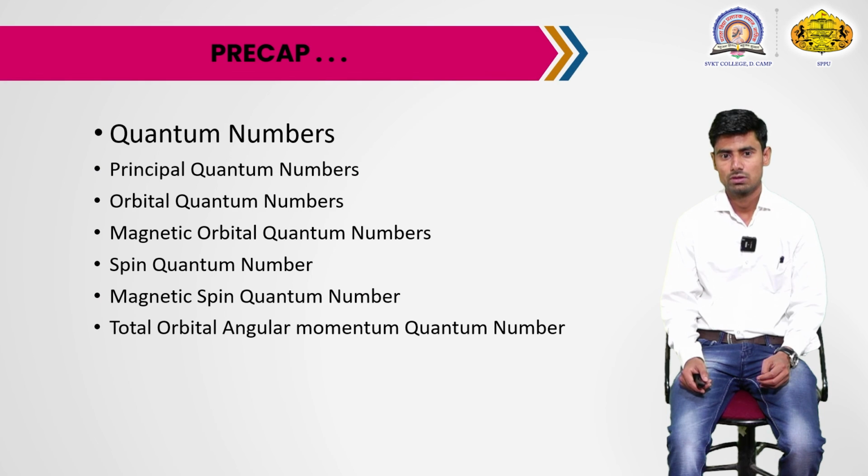In the upcoming lecture we will study the quantum numbers. Basically we will study the principal quantum number, orbital quantum number, magnetic orbital quantum number, spin quantum number, magnetic spin quantum number and total orbital angular momentum quantum number.